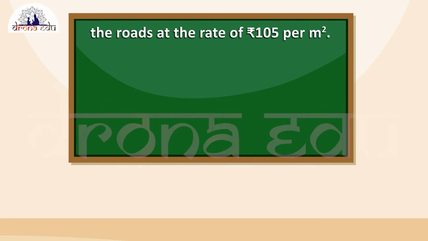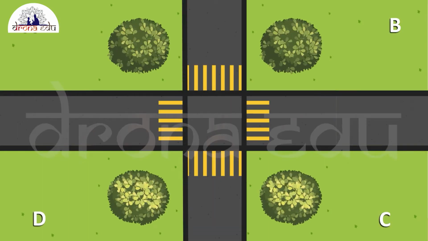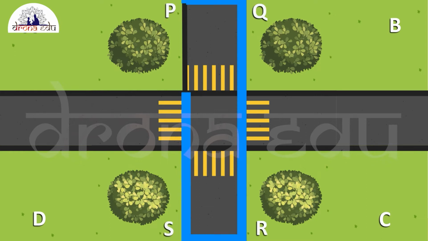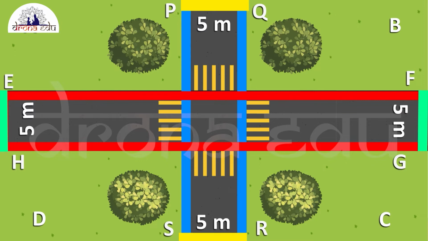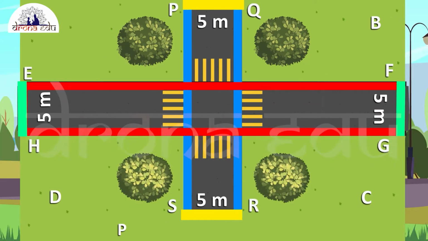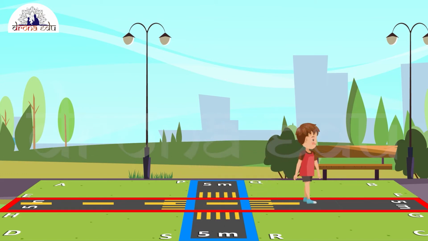So for this, look at this picture here. The area of the crossroads is given by the area of the rectangles PQRS and EFGH. Both the crossroads are of width 5 meter, that means PQ is equal to FG is equal to RS is equal to HE, that is equal to 5 meter. First, we shall walk along the rectangle EFGH.